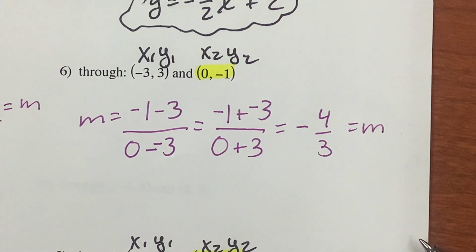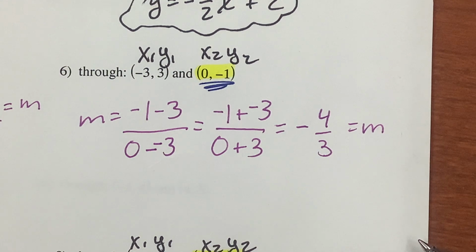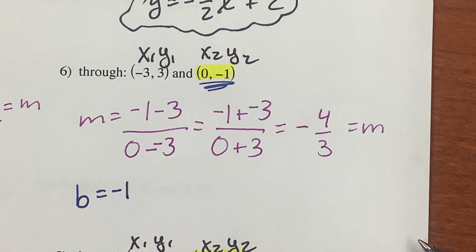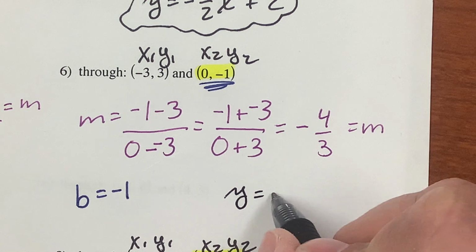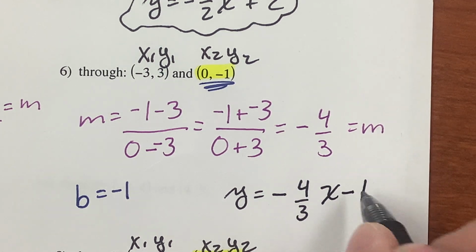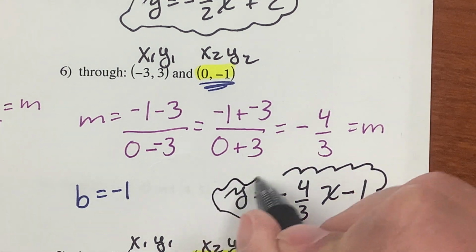Oh, I forgot my b. Wouldn't be able to finish my problem without my b. X is 0, y is negative 1, b equals negative 1. Write it as an equation. y equals negative 4/3 x minus 1. Puffy cloud of happiness, because there's my equation.